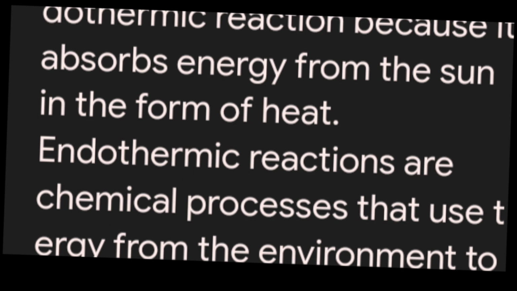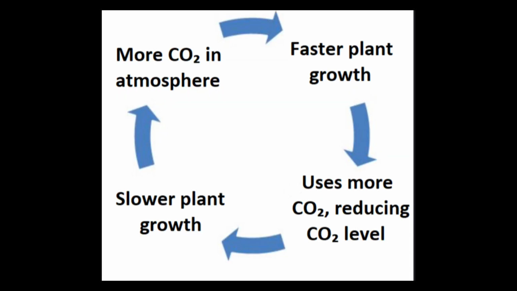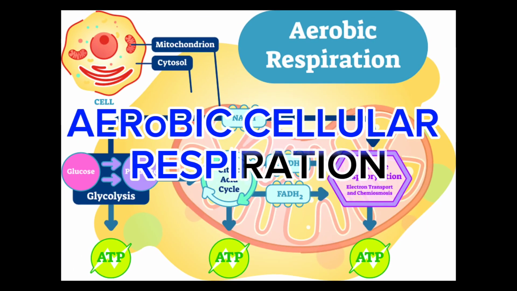Pretty light endothermic reaction and is actually a negative feedback loop, as more photosynthesis leads to less CO2 yields. B tier. However, this negative feedback loop is undone by, well, you guessed it, another negative feedback loop. Aerobic cellular respiration.